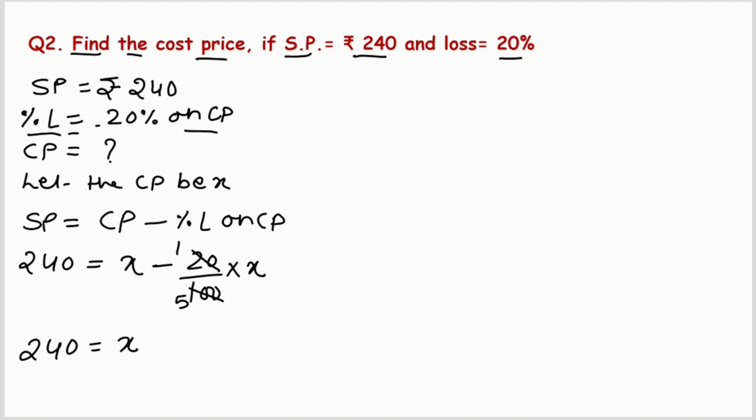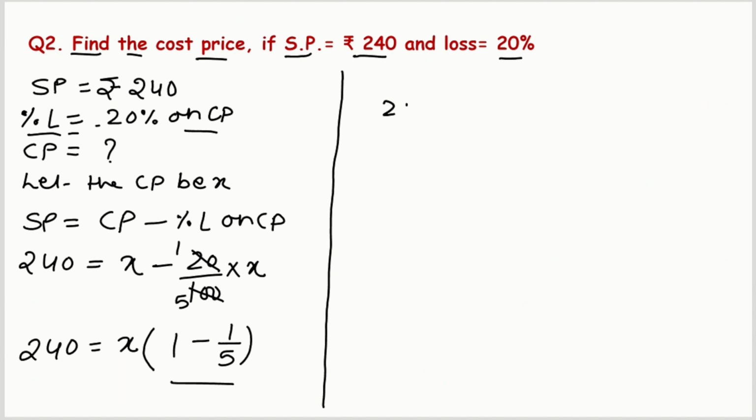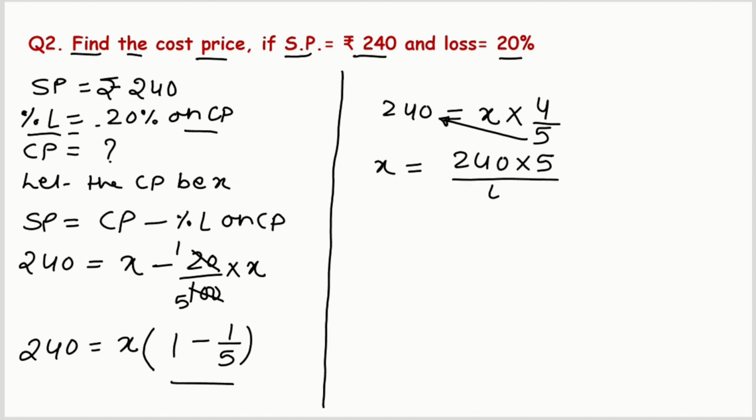Now X we can take common also. So 1 minus 1 over 5. Now after calculating this, we will get 240 equals X times 4 over 5. Now transpose this value to the other side. We'll get X equals 240 times 5 over 4.